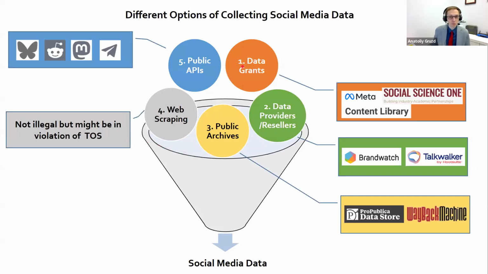So far we've covered 1, 2, 3. Number 4, web scraping. While it's not illegal, of course, because otherwise search engines like Google wouldn't be able to operate, it often violates platforms' terms of service. So even though there are a bunch of web scrapers for different social media platforms, quite often they don't work because the platforms simply shut them down.